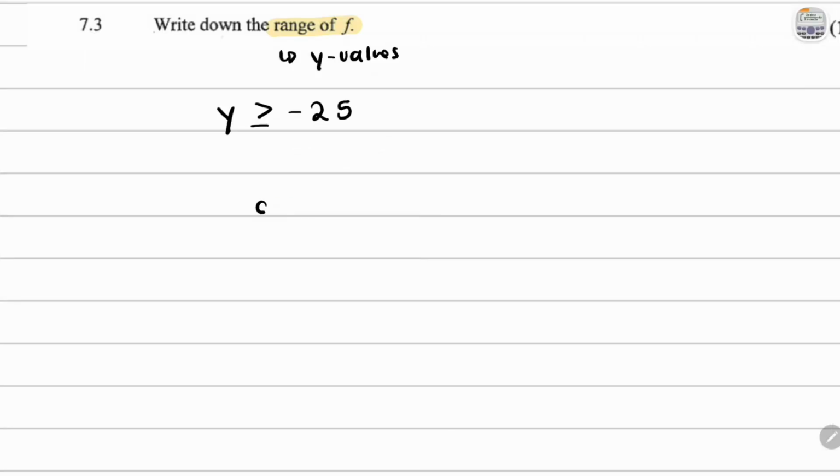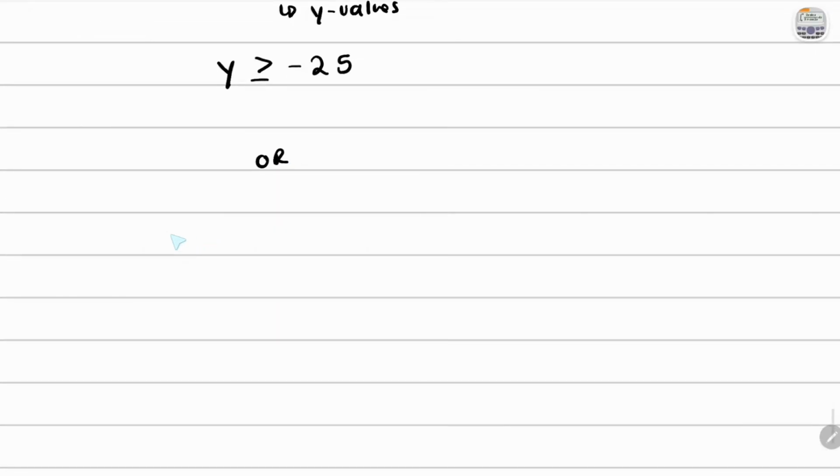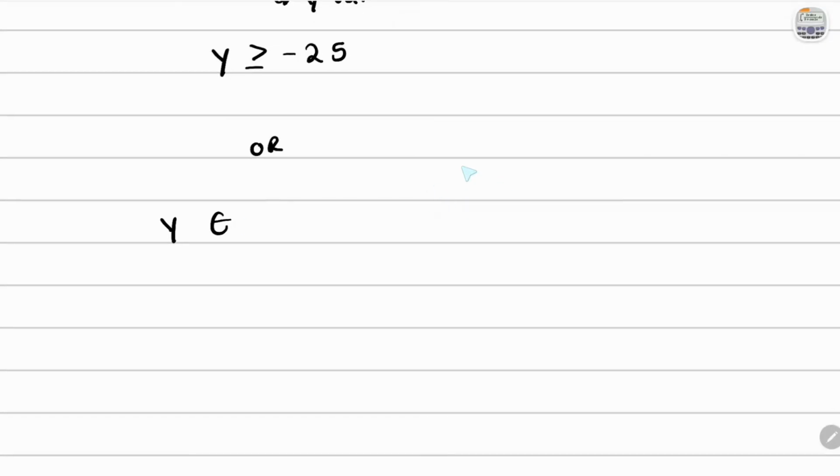And of course, you can write this in interval notation, where y is an element of. So you can look at this on the number line. That is where we have the y value being -25, and it's greater than or equal to. So it's equal to at -25, and then values that are greater than -25. The lower value is -25, and the higher value is heading towards positive infinity.